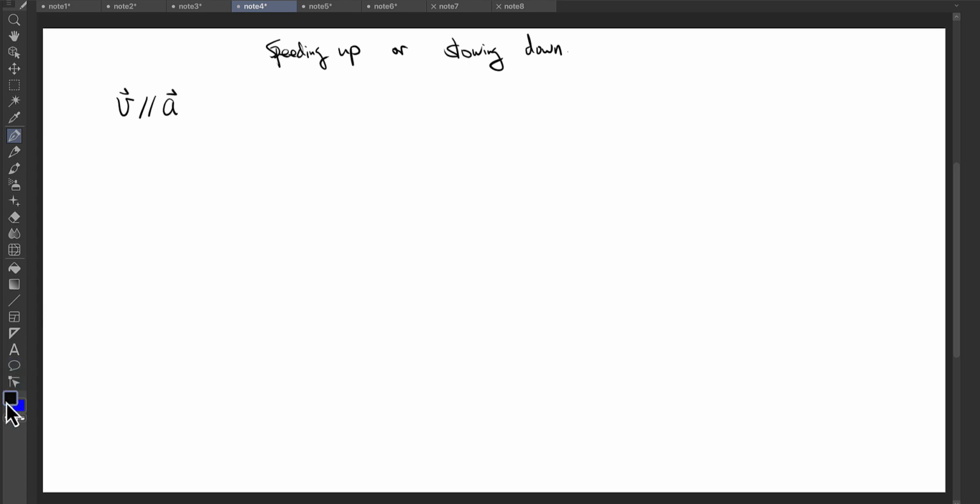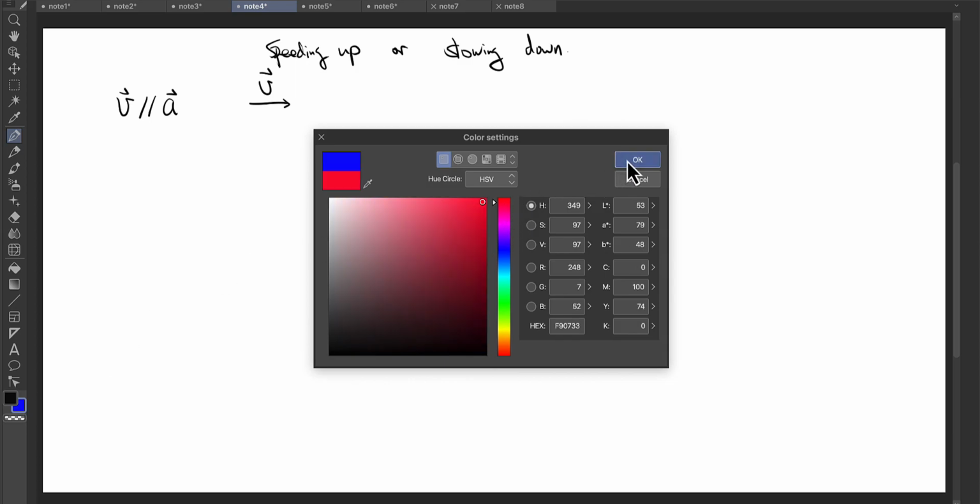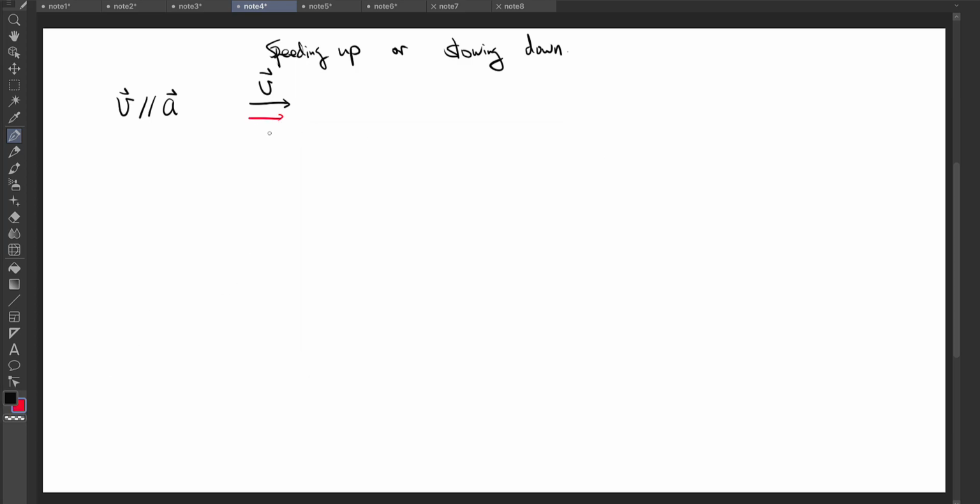Now reflected in the diagram, let's say that's V, and that's A. Okay, they're pointing in the same direction. Then we say the velocity will become even larger later on. The next instant V will be greater than the previous instant V. So this object is speeding up.